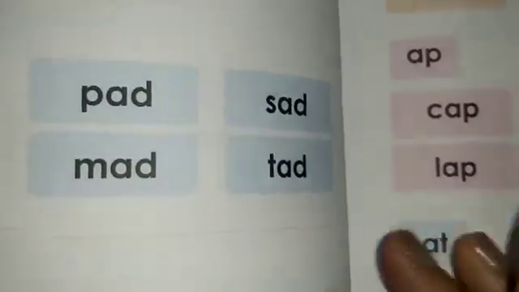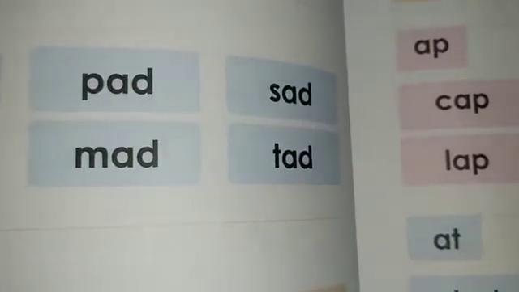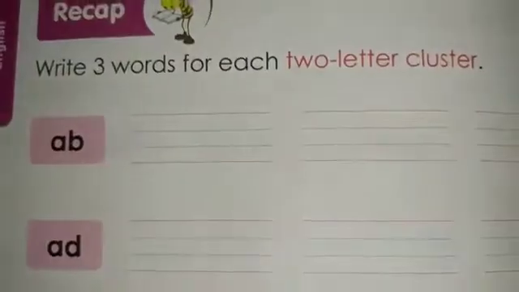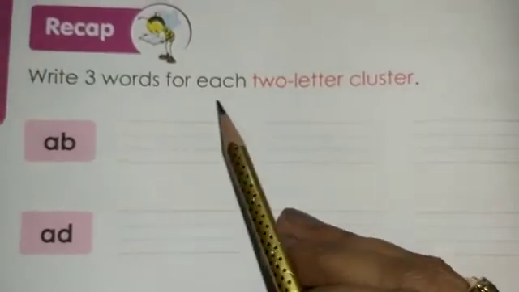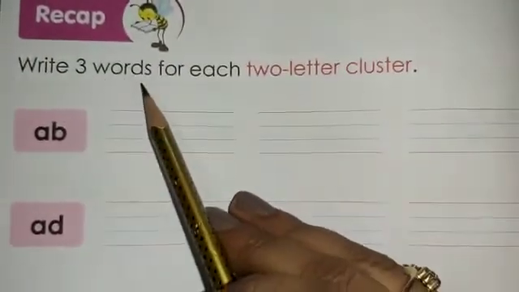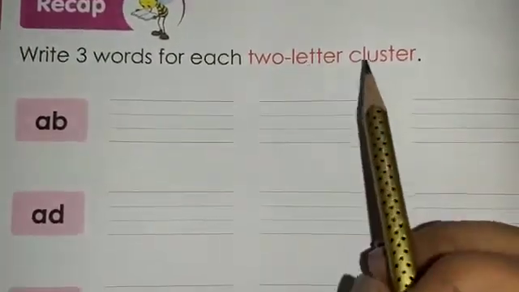So in this way you have to revise all the clusters given on page number 2 and 3, and after this we will come over to the exercise given on page number 4. So please turn to page number 4 now. Okay, so as you can see on this page we have been given an exercise. Write 3 words for each 2-letter cluster.